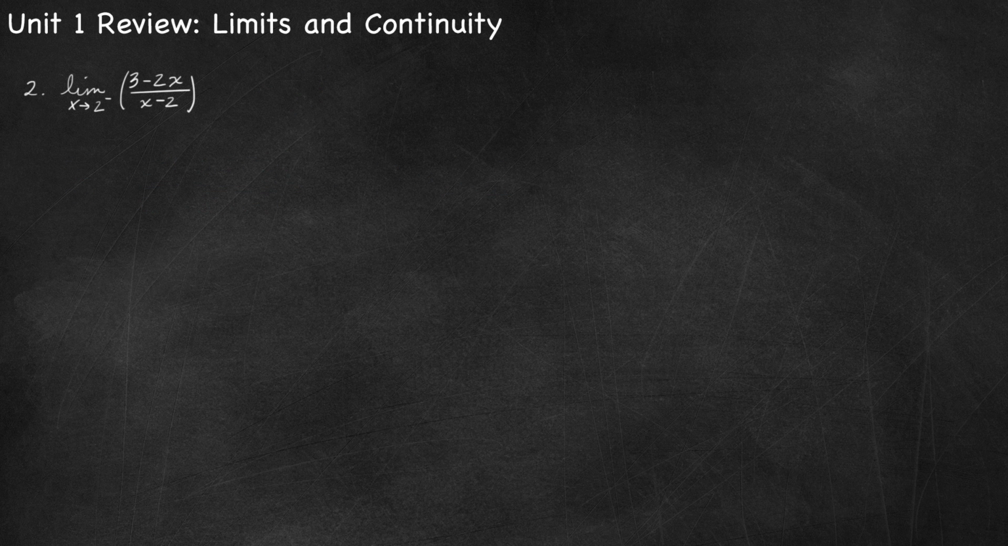Number 2, find the limit as x approaches 2 from the left of 3 minus 2x over x minus 2. If I use substitution, 3 minus 2 times 2 is negative 1. And in the denominator, 2 minus 2 is 0. We have a non-zero number divided by 0. So I know this is going to approach either infinity or negative infinity.